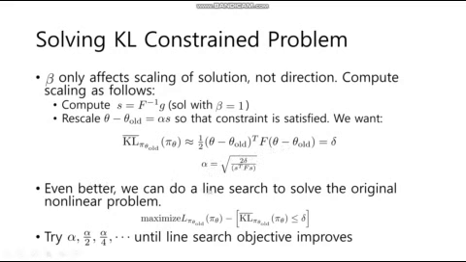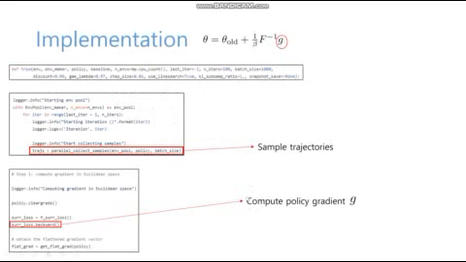Even better, we can do a line search to solve the original nonlinear problem without any approximation. So this is the original objective, and we try many scaling factors until the line search objective improves. Now let's move on to the actual implementation of TRPO. So in summary, we update the parameter in this way: theta old plus scaling factor times F inverse G. Okay, so define TRPO.